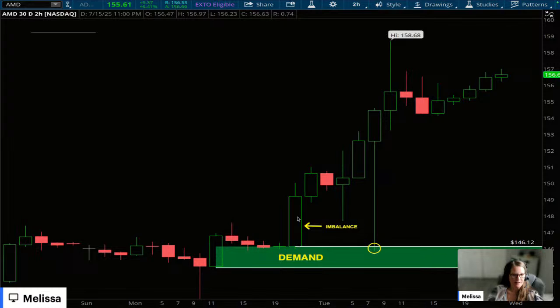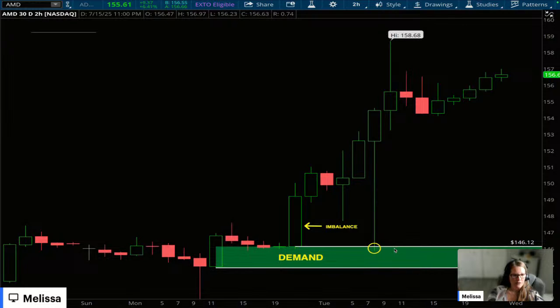On the pullback, right here, this yellow circle, this was the pullback to this market inefficiency, or unfilled orders that were left here after a sharp move to the upside. As price dipped into here, those orders were filled. Boom, up AMD went, creating new all-time highs. So just by catching this move here, this is a 2-hour candle.